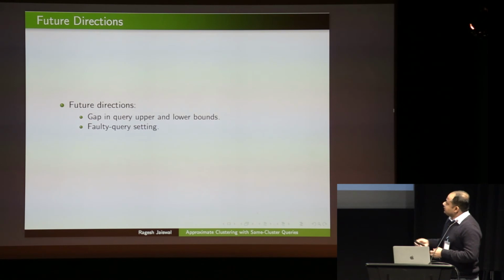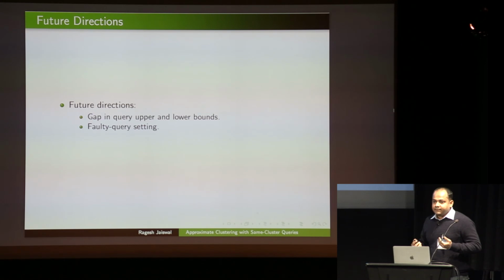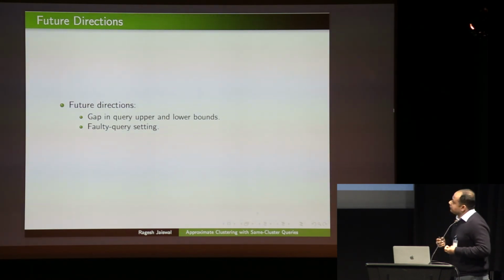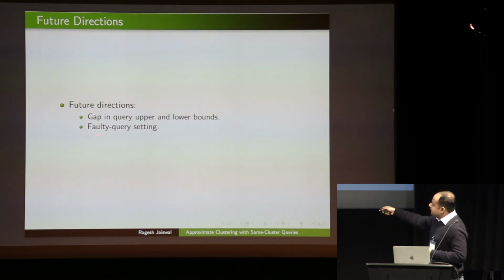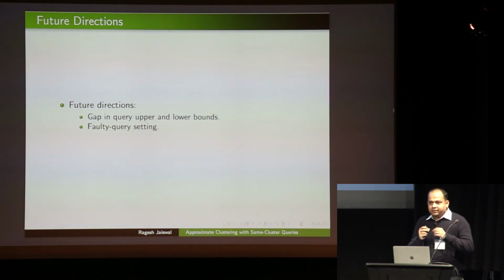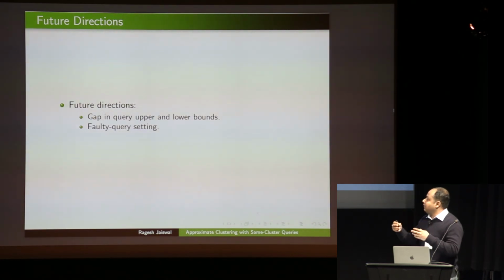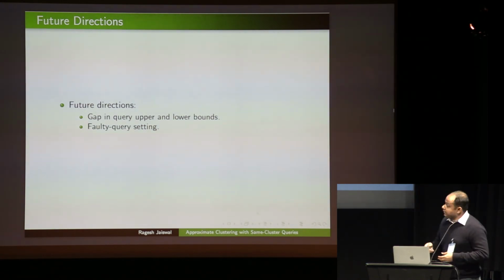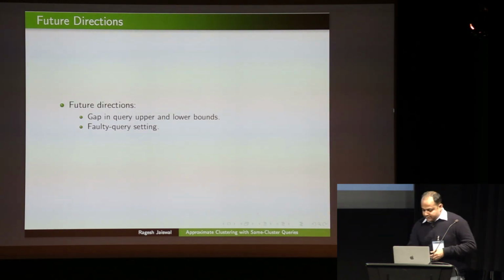Alright, future directions. Note that there is a gap between the upper and the lower bound, and our lower bound is conditional. We don't know whether we can make it an unconditional lower bound, and whether we can close the gap between upper and lower bounds. A more interesting thing would be to explore faulty query settings. Our current model is a little bit restrictive, but that's only the starting point. More interesting results would be whether you can say similar things in more interesting faulty query settings. Okay, that's it.